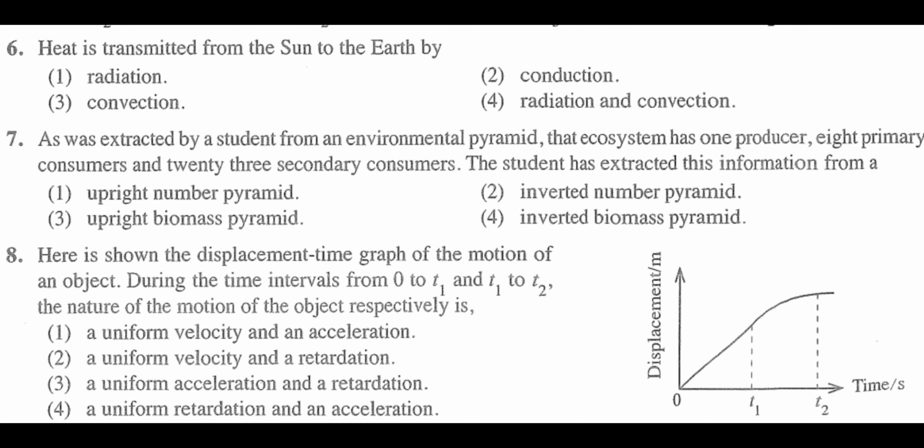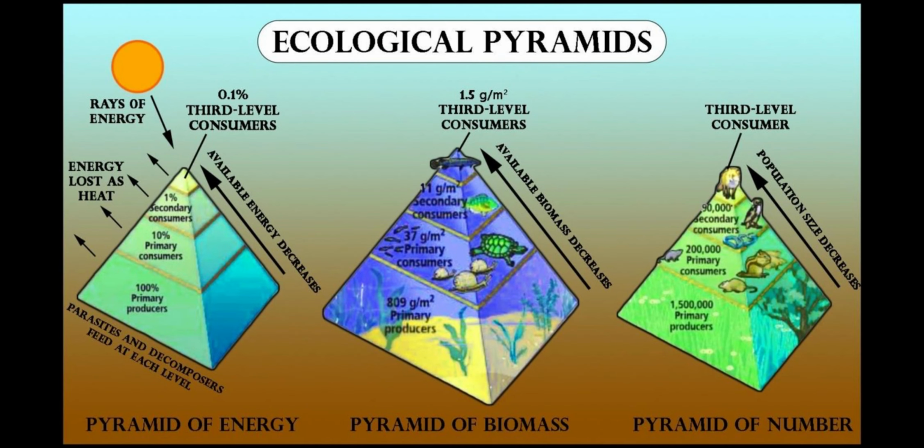Next, we go to the next question. As was extracted by a student from an environmental pyramid, the ecosystem has one producer, 8 primary consumers, and 23 secondary consumers. The student has extracted this information from what type of pyramid? We have 3 types of pyramids: number pyramid, biomass pyramid, and energy pyramid.